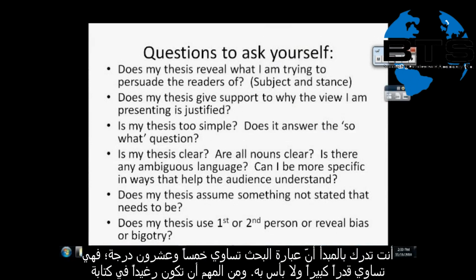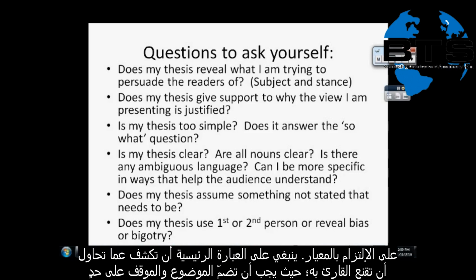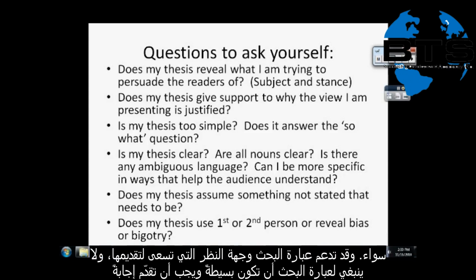If you notice on your rubric, your thesis statement is worth 25 points. That's a really big portion of the grade. It's important you're comfortable with your thesis statement not only in terms of expressing your views, but also that it would meet the expectations of my class. So these questions here are some that will help you make sure you'd meet the guidelines. Your thesis should reveal what you're trying to persuade the readers of. It should include your subject and stance. It should also perhaps give support to why you view the way you view.